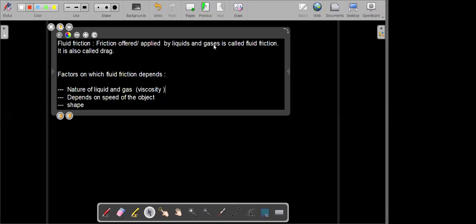Got it? So somewhere we may be able to change the liquid, somewhere we may not be able to change the liquid or fluid. For example, for a ship moving through the ocean, you can't change the water. Can you change the water of the ocean? No, sir. So over there, we can't make any changes in the liquid. We can control the speed and we can control the shape of the object. Right? Got it?